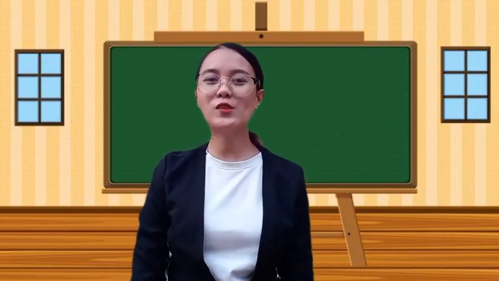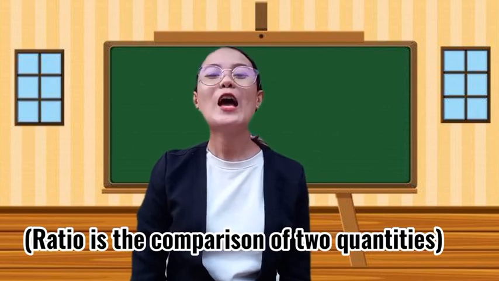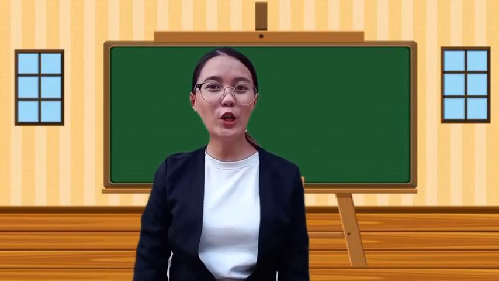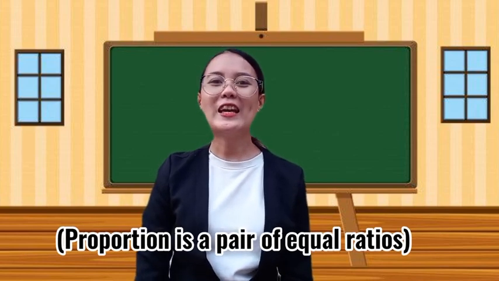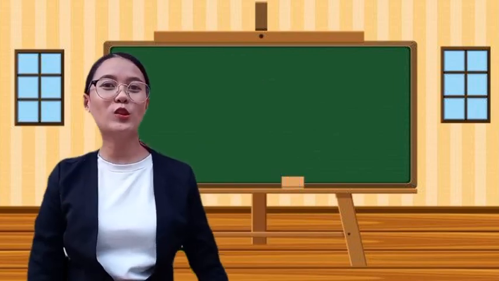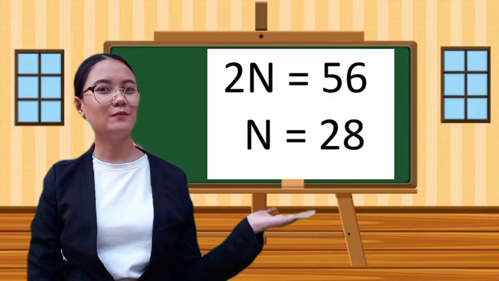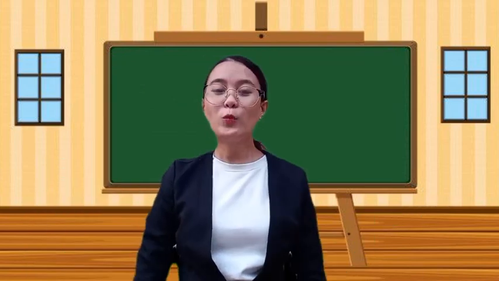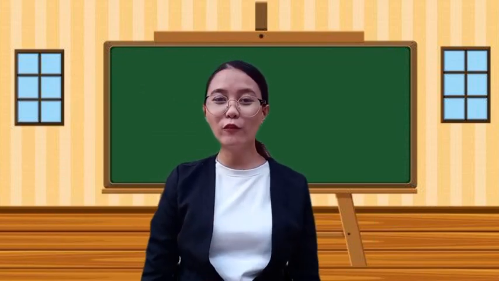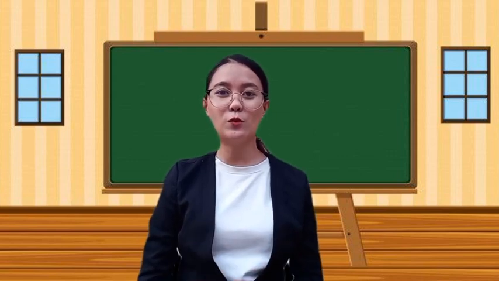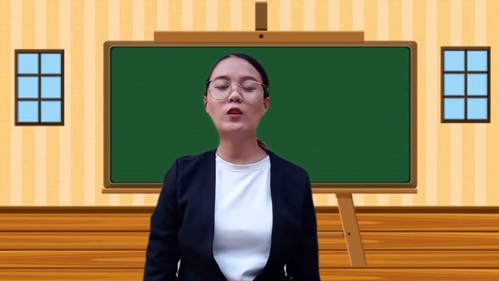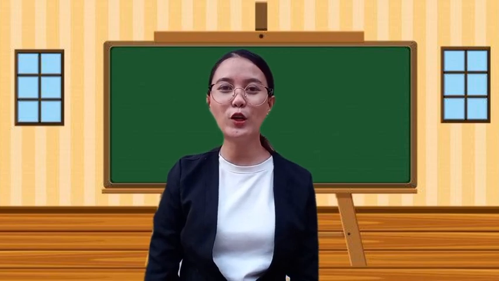Okay, again, what is ratio? Very good. How about proportion? Exactly. Now, can you find the missing term of this? We are able to compare almost everything and anything around us by using ratio. Equate it to another ratio and you will have a proportion.